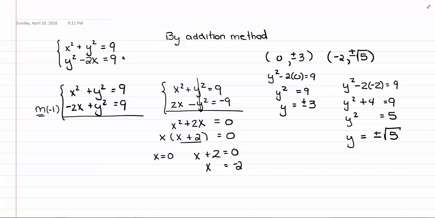And again, this means I have four answers: (0, 3), (0, -3), (-2, square root of 5), and (-2, negative square root of 5).